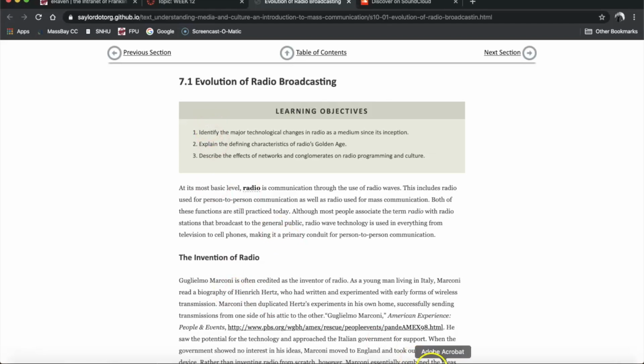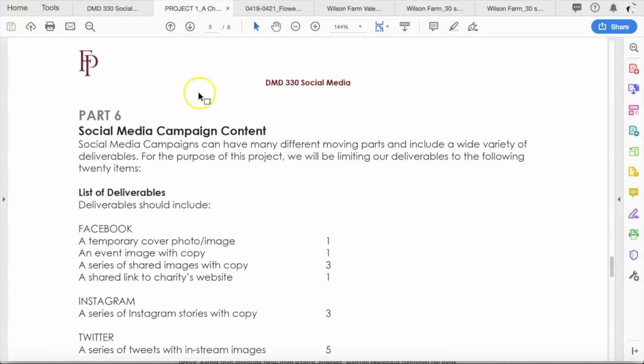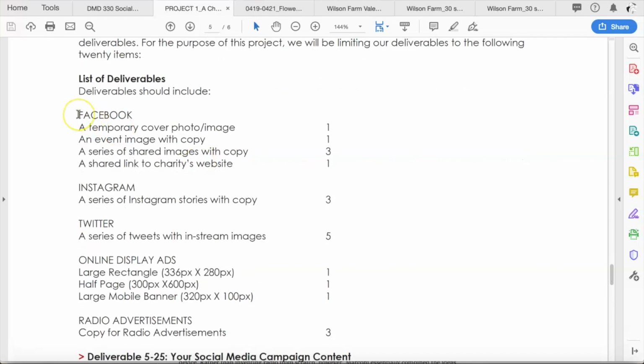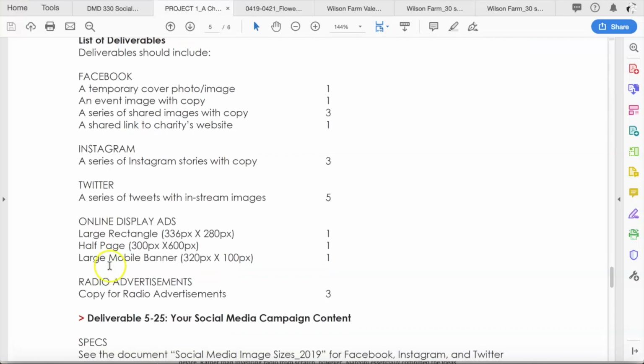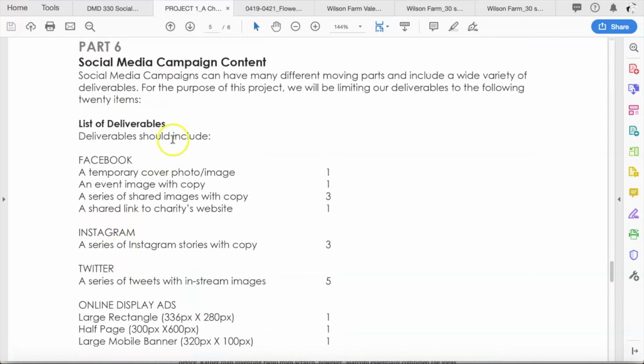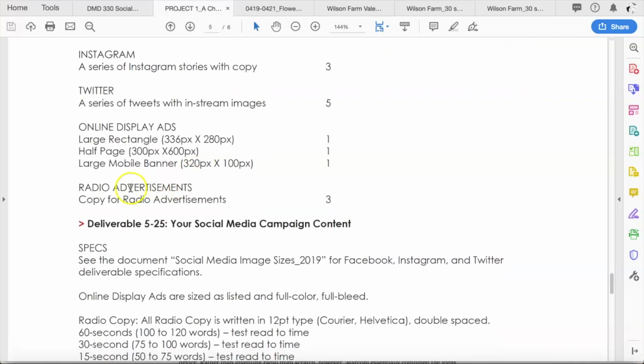So if you'll notice over in our semester assignment, if you go to your semester project, we are still under part 6, social media campaign content, which you might find surprising because the deliverables, of course, up through last week were Facebook, Instagram, Twitter, and your display ads. So those make sense to fall into social media. But why are radio ads social media? And again, it's because of the delivery method being mostly internet-based these days. So we are going to create these in a format that is germane to that, as put together by companies like iHeartRadio. So let's take a look at the specific radio ads.